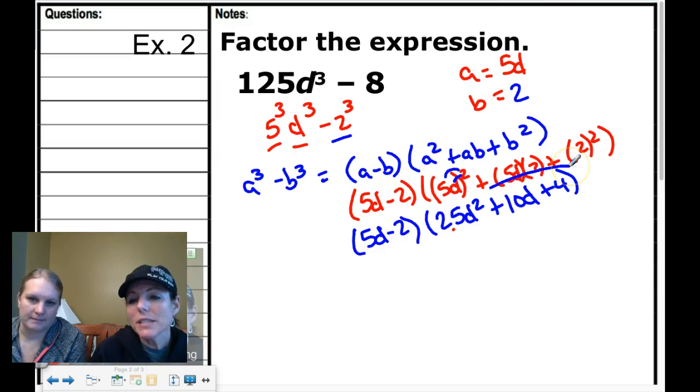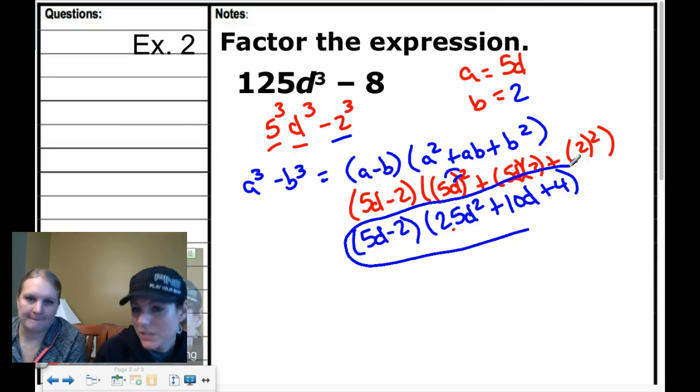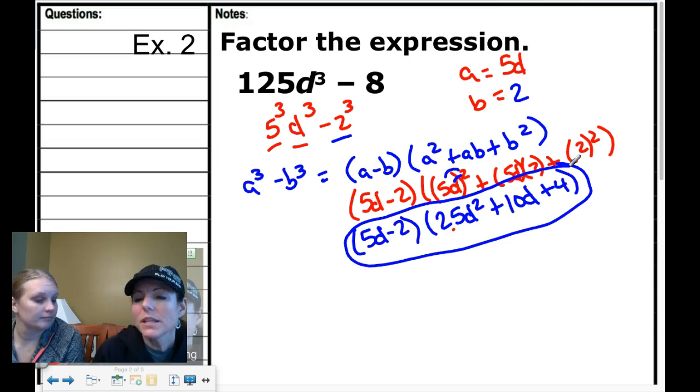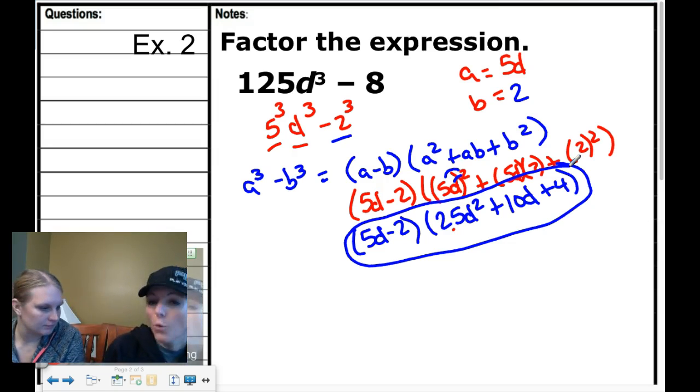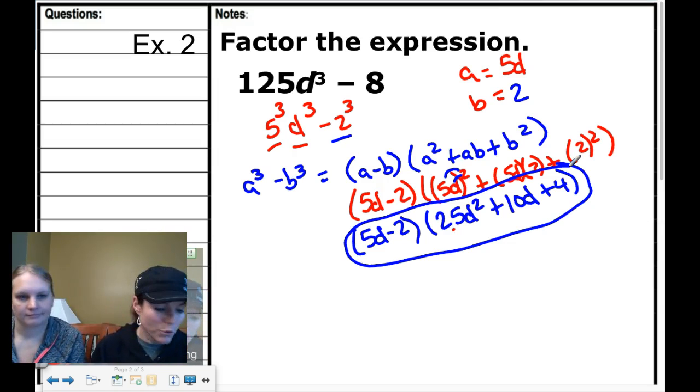Technically, to make their life easier, more often than not, you're done at this step. I'm going to say you're always going to be done at this step because we have already assessed you on how to factor when a is greater than 1. I want to know, can you do the difference of 2 cubes? So we're going to leave it like that and we're going to be done.